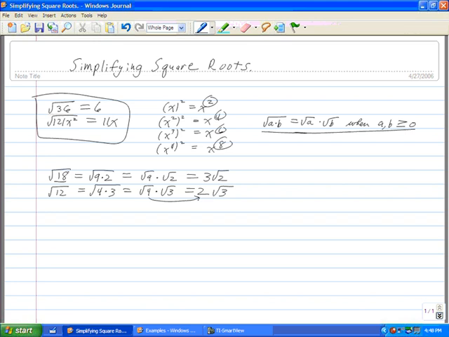Now, with some of these examples, the numbers are small enough to where it's easy to see what perfect square is contained. For example, square root of 75.